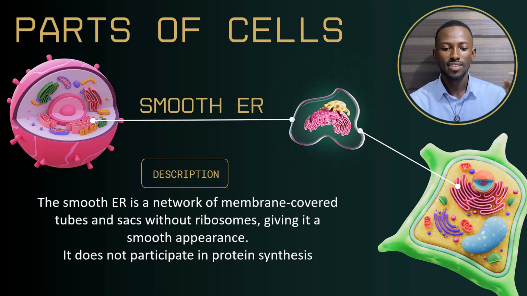The smooth ER is a network of membrane-covered tubes and sacs without ribosome. That's the only difference. Without ribosome. And take note, giving it a smooth appearance. Now, one main point, it does not participate in protein synthesis like the rough ER does, because it doesn't have ribosome on it. That is why it is called smooth ER.